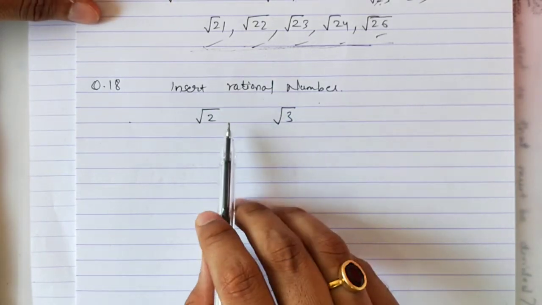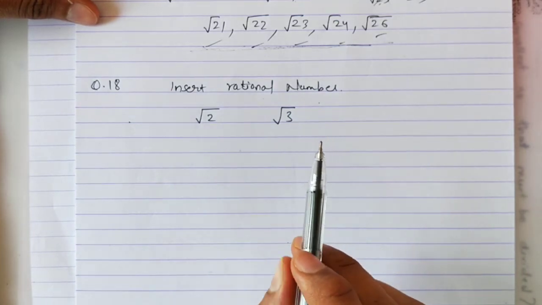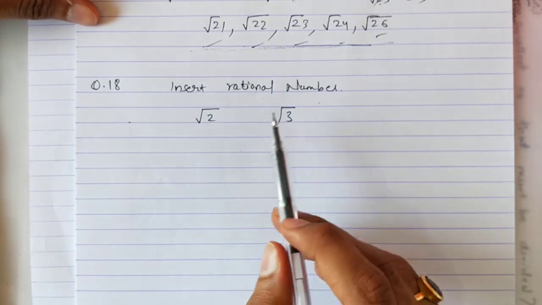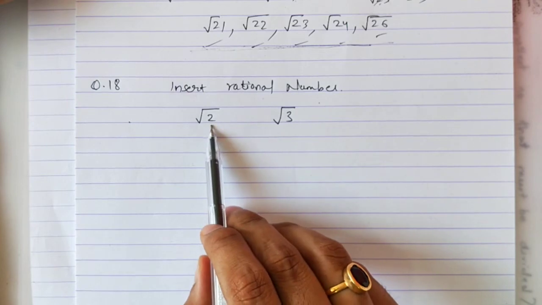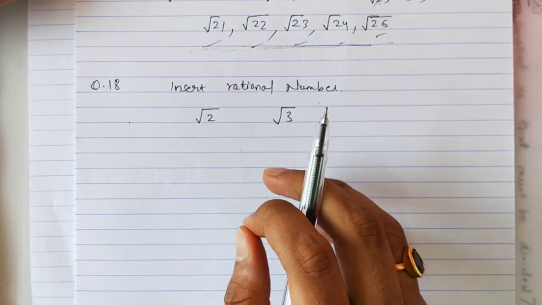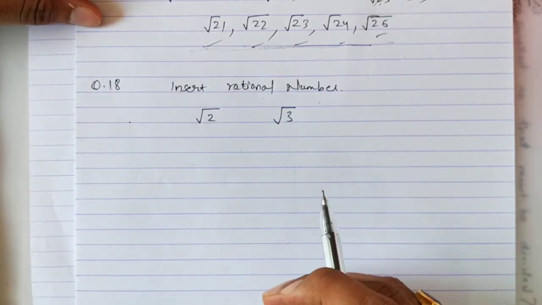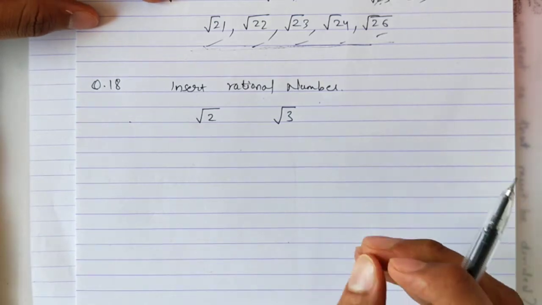Okay. Now the steps which I am going to teach you, you have to learn those steps because there is a trick, there is a method by which we can insert rational numbers. Okay, and this is a very typical method, very different from others. So you have to remember the steps. Okay, now how to do it?